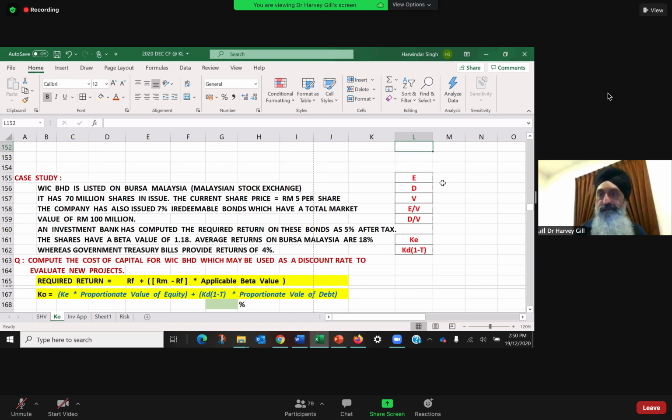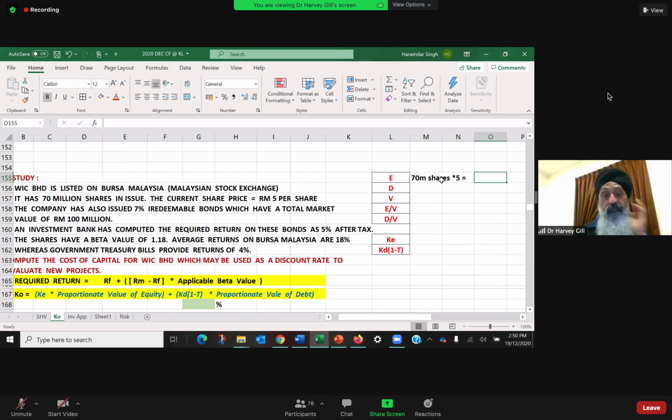Okay, let's see. E, total market value of equity, should be 70 million shares multiplied by 5 ringgits. And that is what? 350 million. Bonds are given. Valuation is given here. How much is that? 100 million. 100 million, there you go.